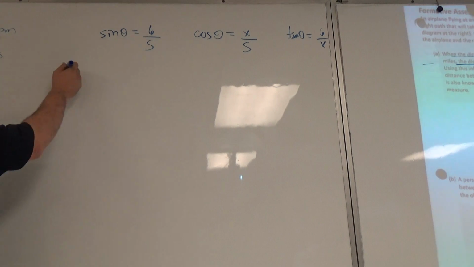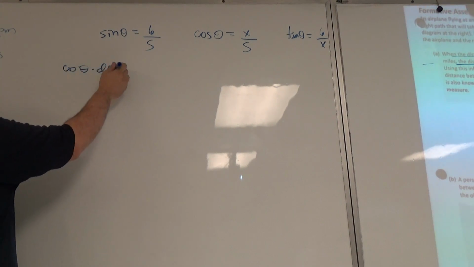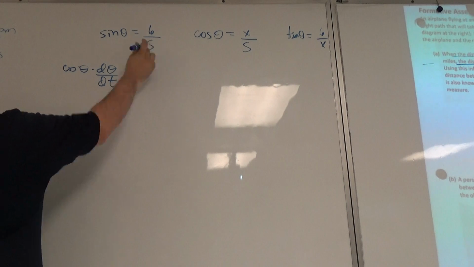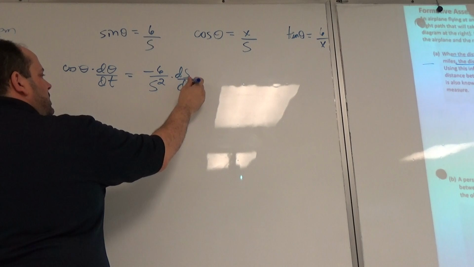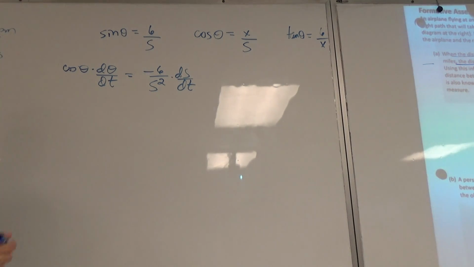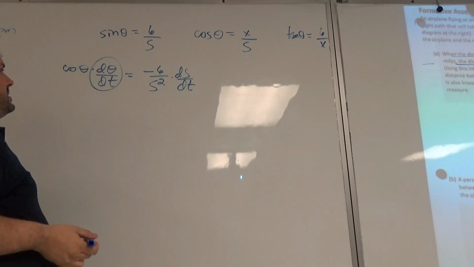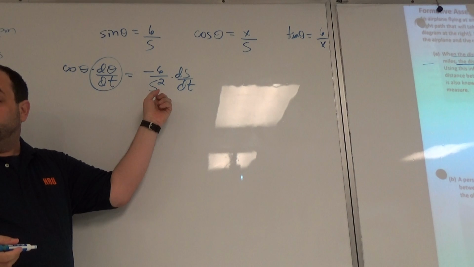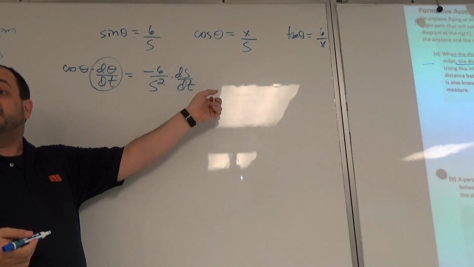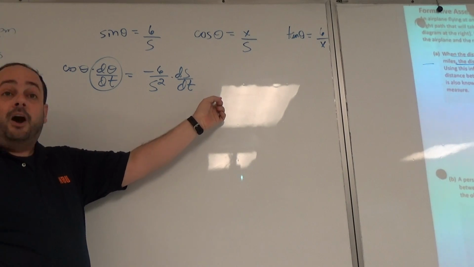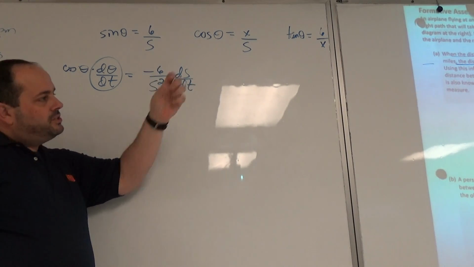And so when I take the derivative, I'm going to say cosine theta d theta dt is going to be negative 6 over s squared ds dt. I want d theta dt. Do we know s? Yes. s in this problem is going to be 10. Do we know ds dt? Yes. That's what we got in part A, right?